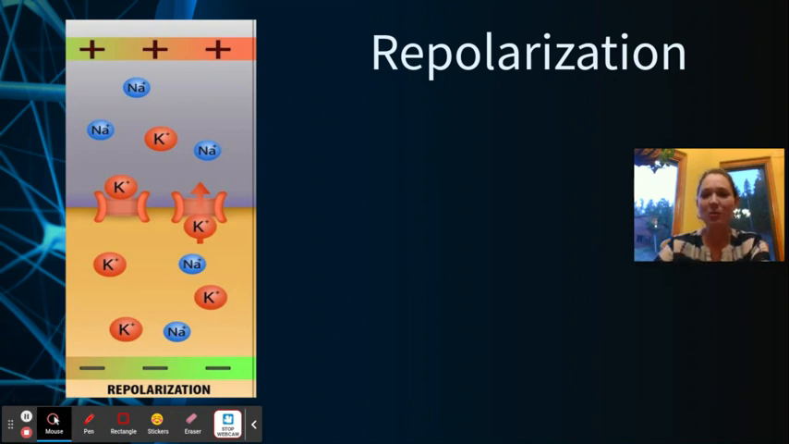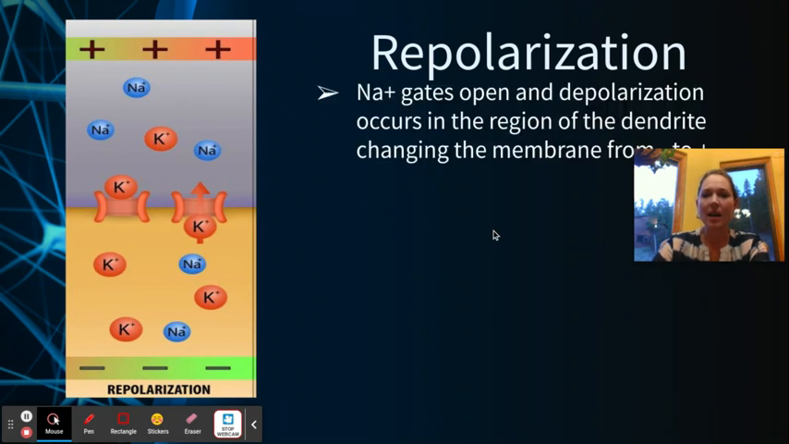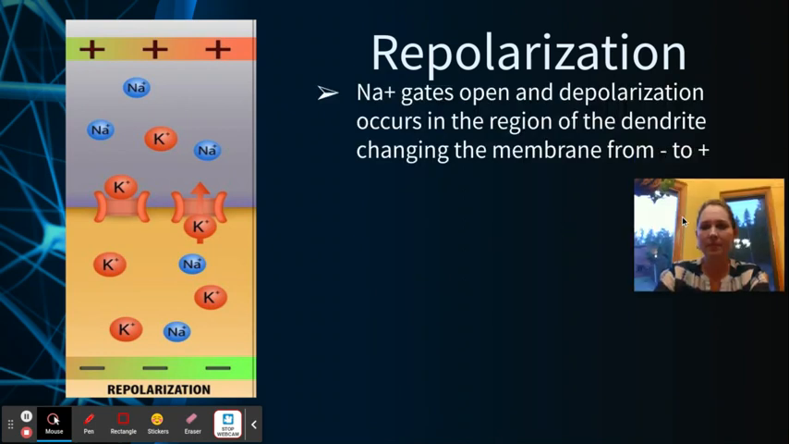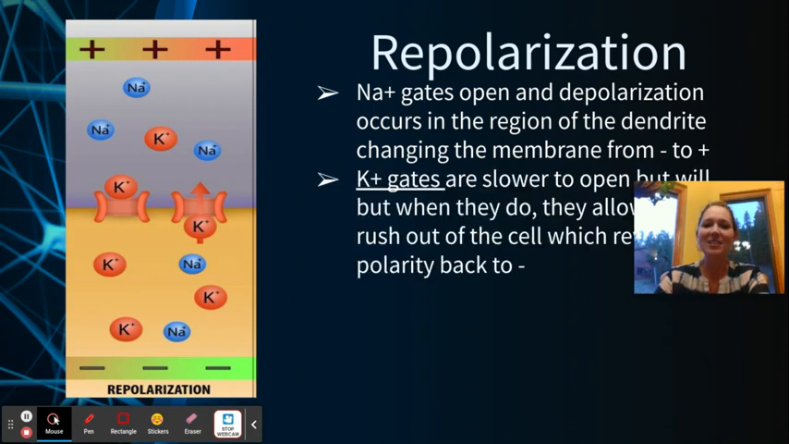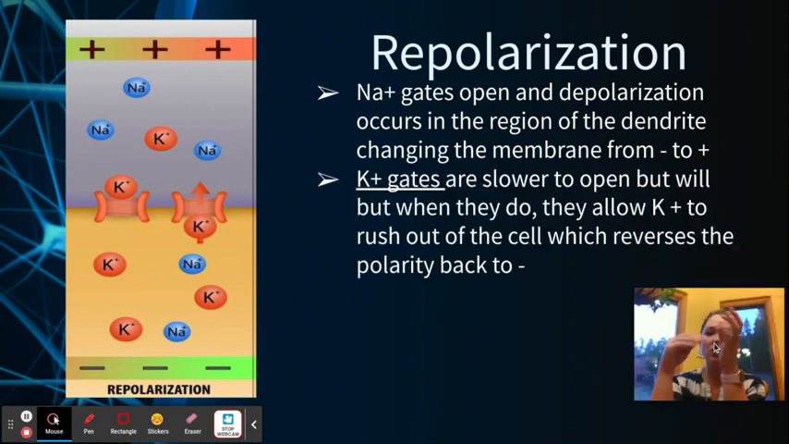All right. So during repolarization, after the sodium gates have opened, the potassium gates open slower. So they open after the sodium gates. What this does is allow the potassium to rush out of the cell, which causes the inside of the neuron to go back toward zero. It reverses the polarity and causes it to go back negative, reestablishing that negative 70 millivolts inside of our neuron.